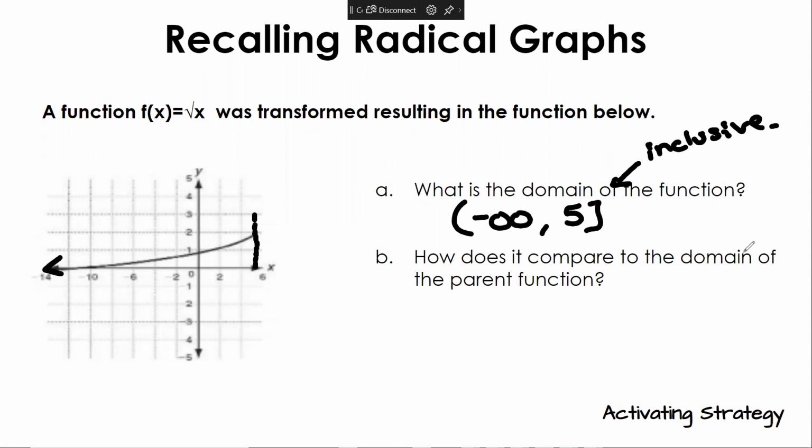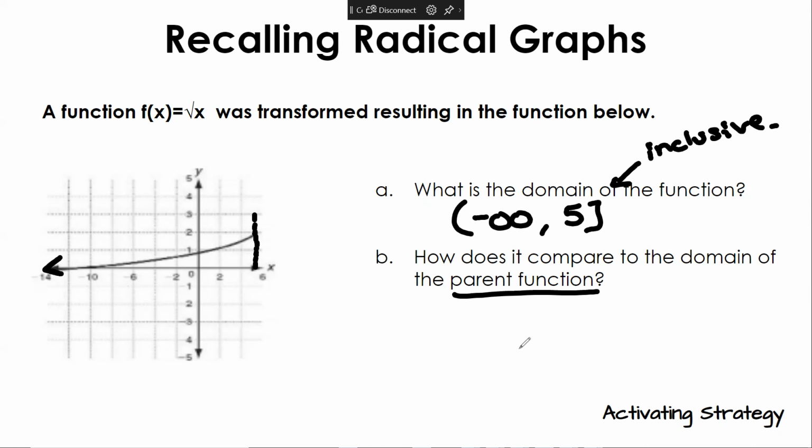Now, how does this compare to the parent function? Do you remember what the parent function of this one is? What does it look like? Or what's the equation of the parent function for this? The 12 or 13.